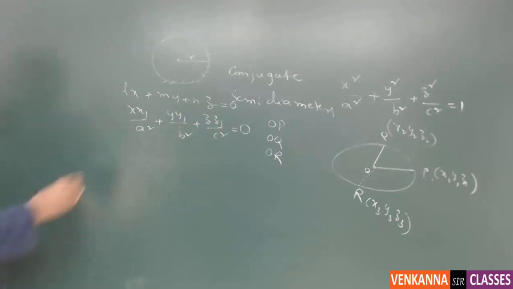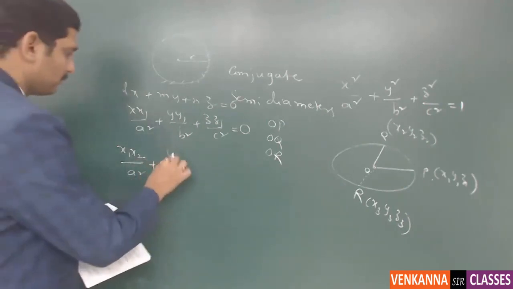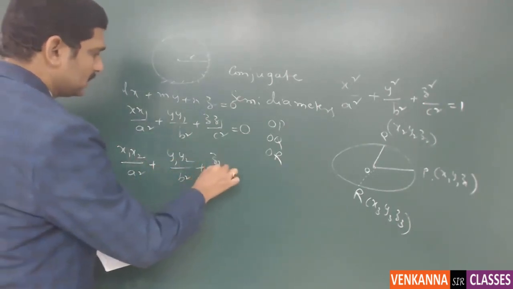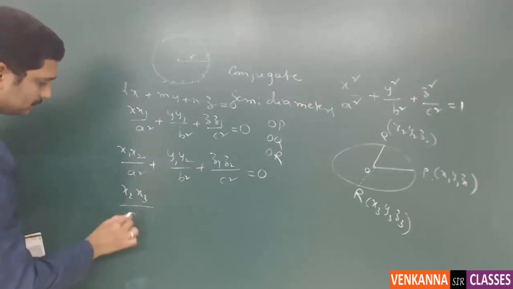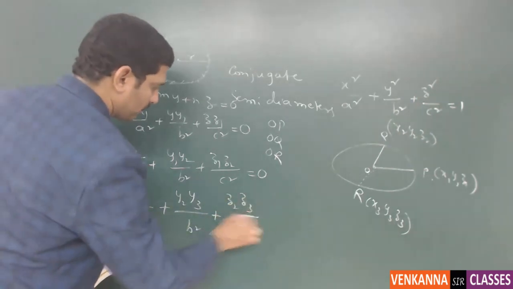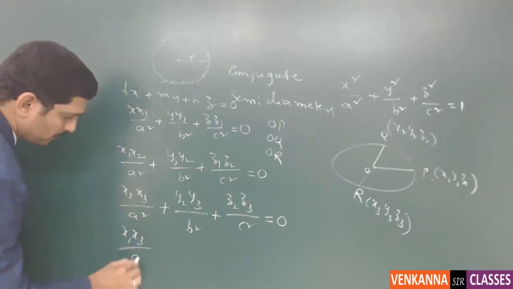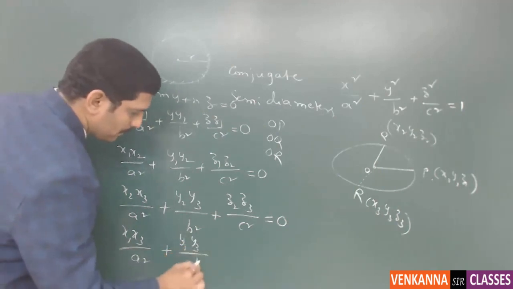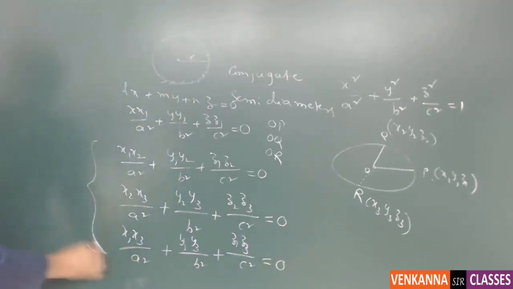So one property is x1 x2 by a square plus y1 y2 by b square plus z1 z2 by c square equal to 0. You take 2 pairs. This is one set of properties. Then we have the other properties also.